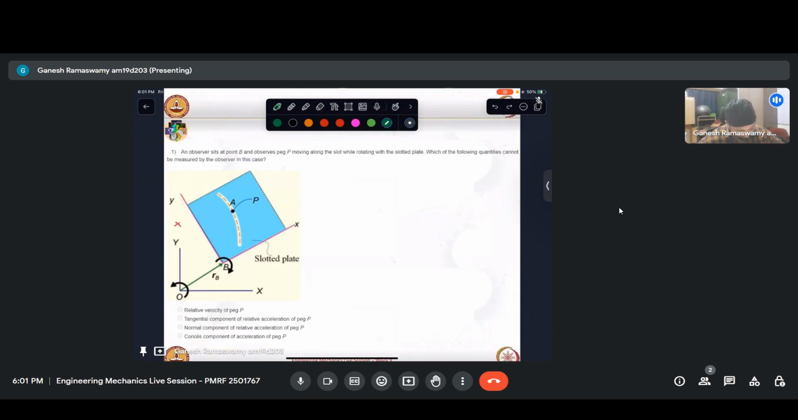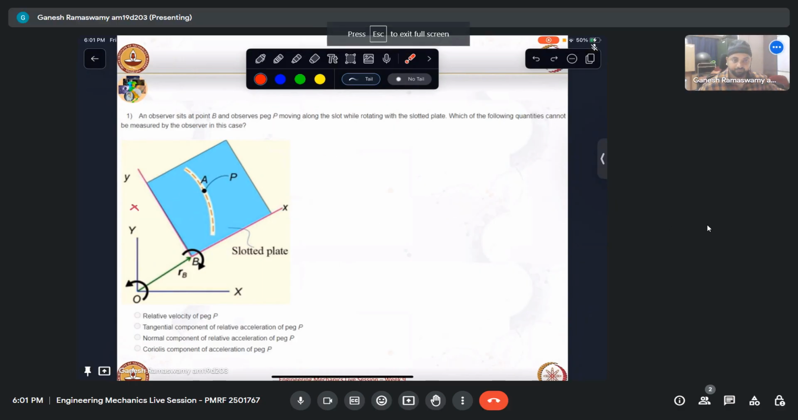An observer sits at point B, so this is point B, and observes the peg P moving along the slot while rotating with the slotted plate. The observer is sitting at point B and rotating with this plate while observing the peg P. Which of the following quantities cannot be measured by the observer in this case?